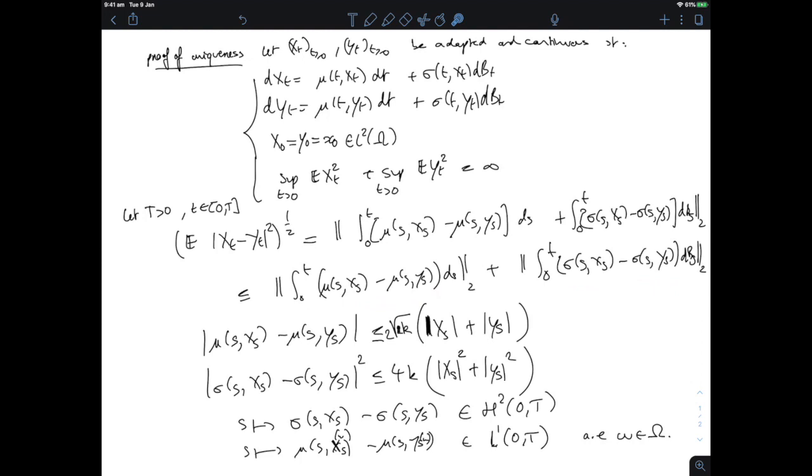More importantly, this tells me that what I'm integrating here is not just an L2 process, which I would get from having, let's say, a continuous sigma, and my sigma is even Lipschitz continuous. It's better than that. It's an H2 process, so I can apply Ito isometry to the second term. And the first term is a standard Lebesgue integral, or even, for almost every omega, a Riemann integral, so I can apply Cauchy-Schwarz to that.